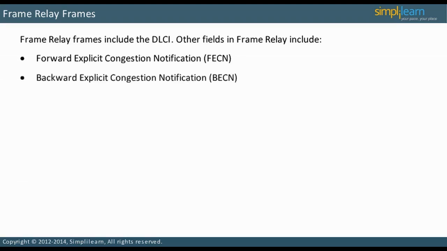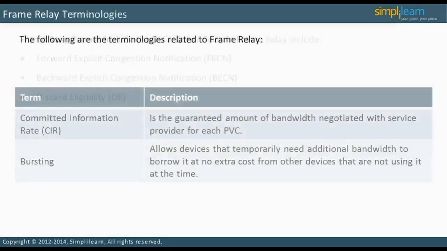The second is Backward Explicit Congestion Notification, BECN. The switch notifies the DTEs that there is congestion by setting the BECN bit on every frame that the switch receives on the link. The third field denotes discard eligibility, DE. If the DE bit is set, the frame has lower importance and could be dropped. Agreements between a service provider and customer include various measures of service level. We will discuss these next.